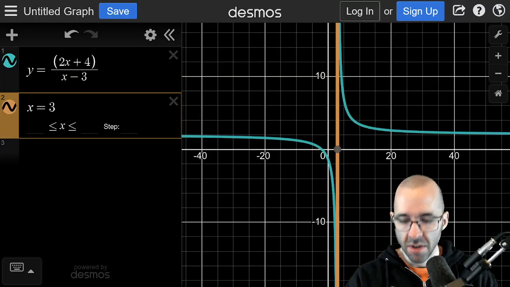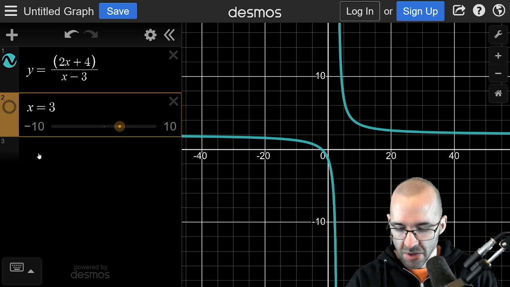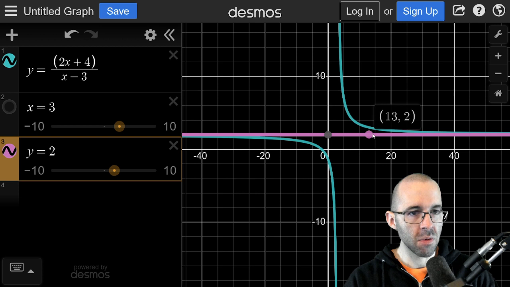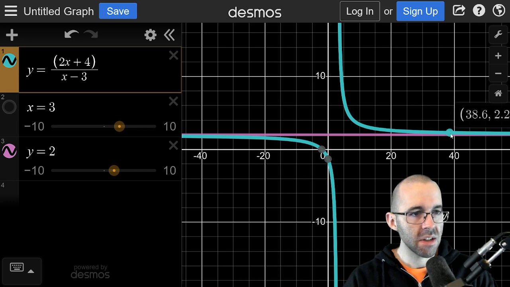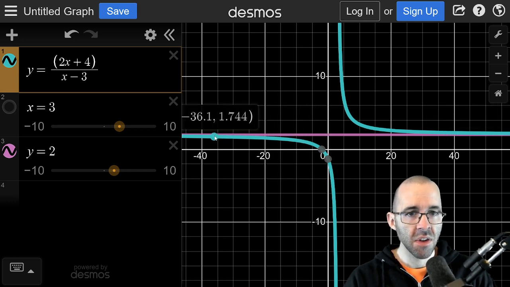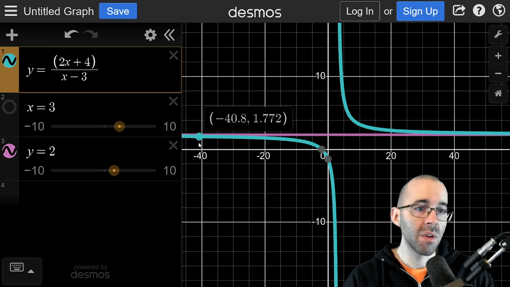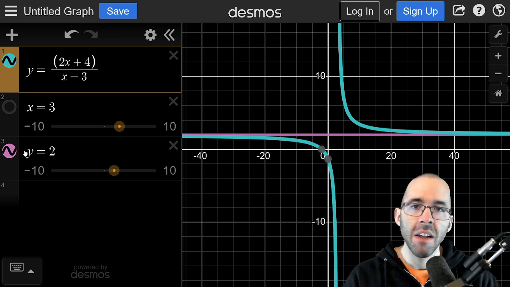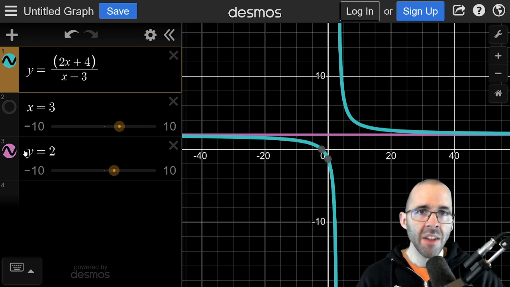Looking at our graph, our horizontal asymptote, notice as we go really far to the right, the graph's approaching this purple line. The y value is approaching 2. As we go really far to the left, the y value is approaching 2 from below. So this is what's going to be a horizontal asymptote. Asymptotes are just lines that our function gets infinitely close to.